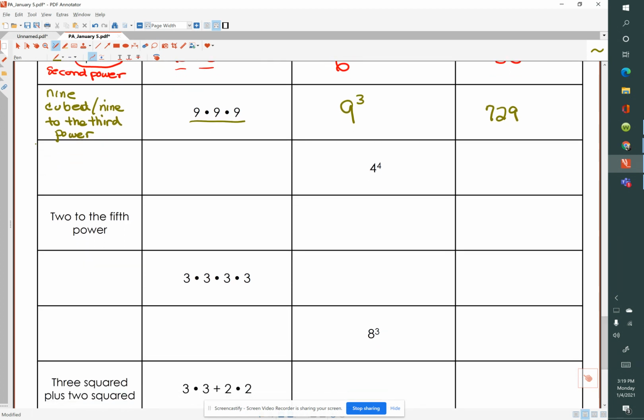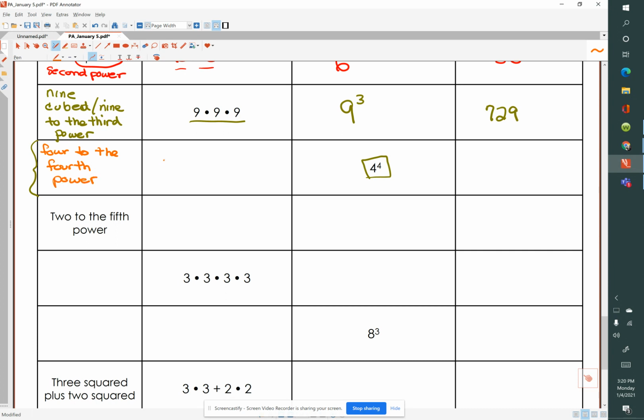So let's look at the next one here. We have 4 to the 4th power. That's the exponential form. Let's use words first. So in fact, let's change our color. So this would be 4 to the 4th power.